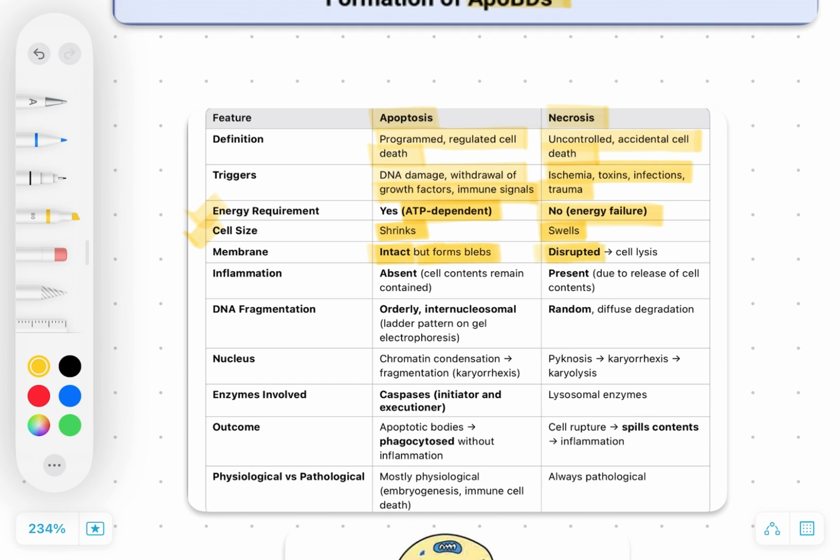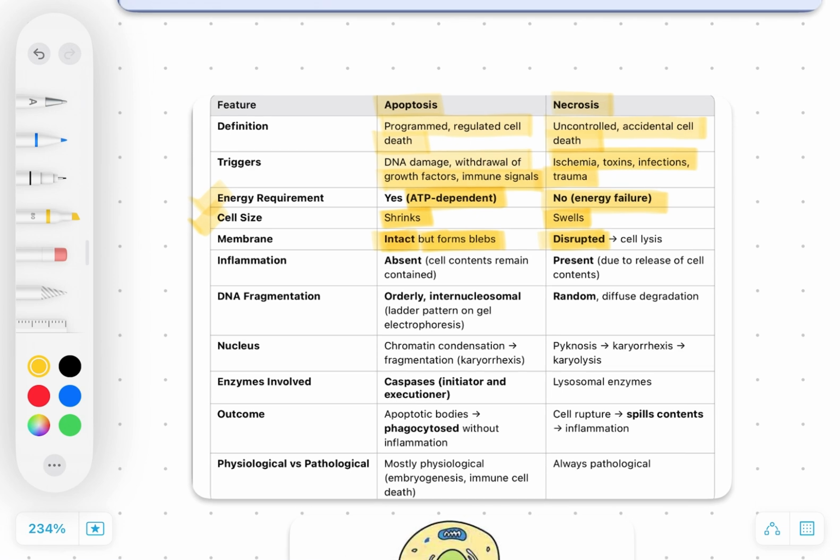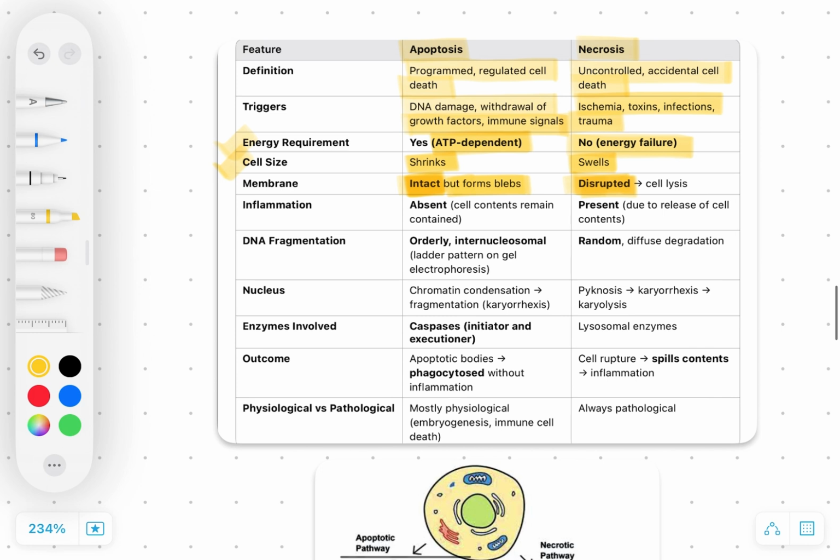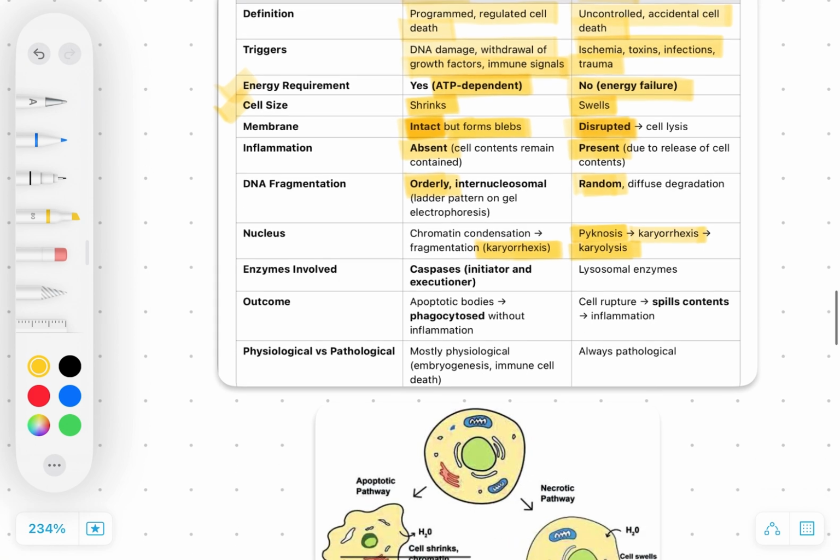Membrane is disrupted in necrosis. In apoptosis, membrane is intact. In necrosis, membrane is disrupted. Inflammation is absent in apoptosis, it is present in necrosis. DNA fragmentation occurs orderly in apoptosis, random in necrosis. Nuclear condensation and fragmentation, that is karyorrhexis, occurs in apoptosis. In necrosis, there will be pyknosis, karyorrhexis and karyolysis. This condensation along with fragmentation and dissolution of the nuclear material occurs in necrosis.